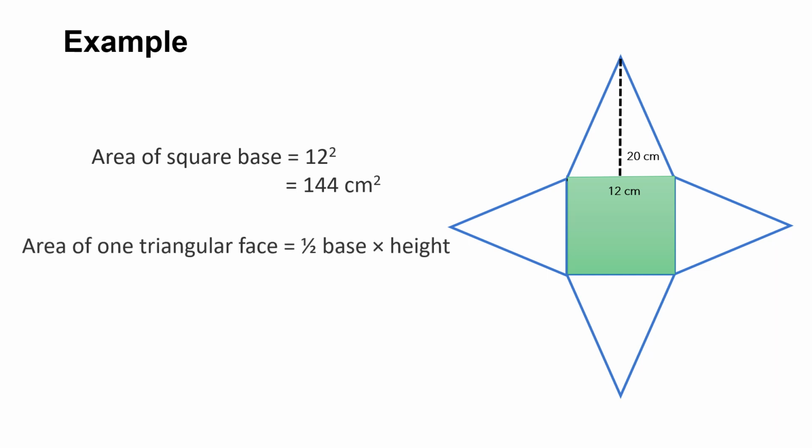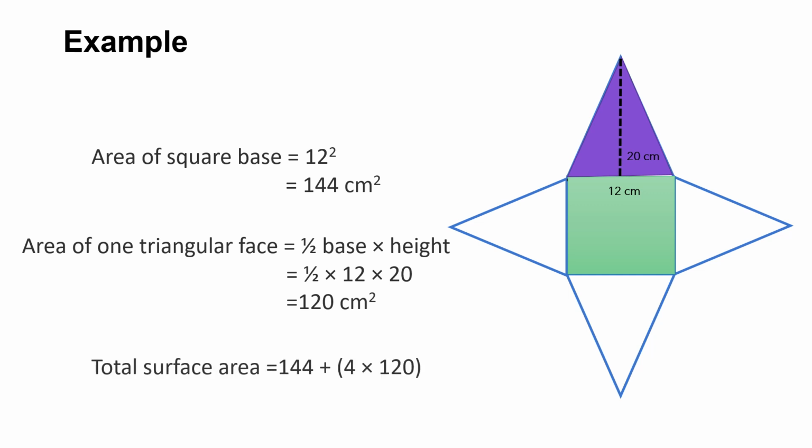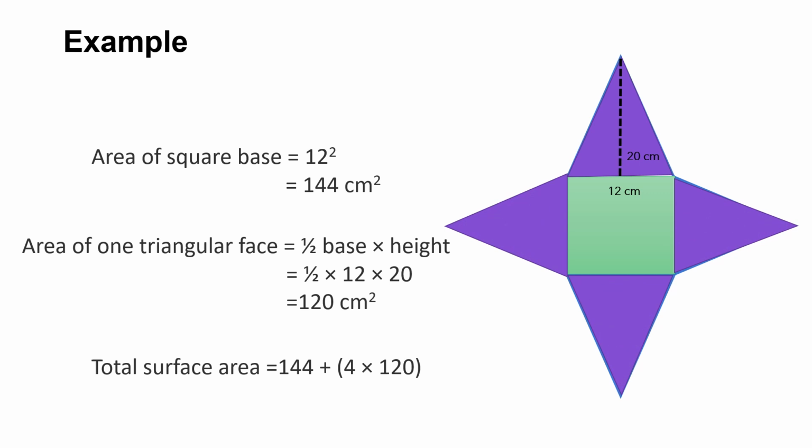Now I have to work out the triangle. The triangle has the formula half times base times height, and I will substitute my values as per the formula. So half times 12 times 20 is going to give me 120 centimeters squared, which is one part of my triangle. Now to get the total surface area of this shape, I need to do 144 plus 4 times 120, because all four triangles' areas I have to take into consideration. So my total surface area of this shape is 624 centimeters squared.